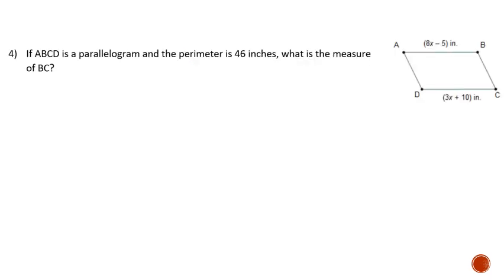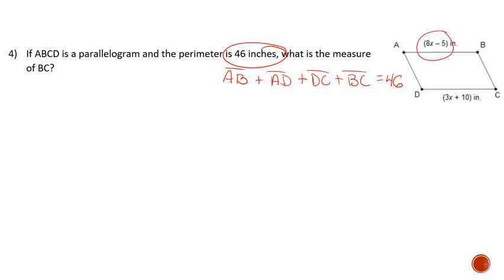Our next figure, ABCD, has a perimeter of 46 inches. So that means if we were to add all of the sides together, so AB plus AD plus DC plus BC should equal 46 inches. Right now, we know AB and DC are these two measurements, 8x minus 5 and 3x plus 10. Because this is a parallelogram, I know that 8x minus 5 is equal to 3x plus 10. So let's go ahead and figure that out.